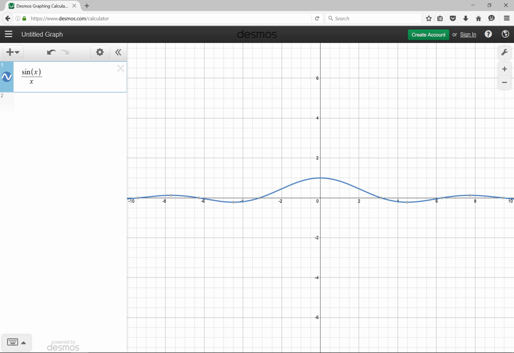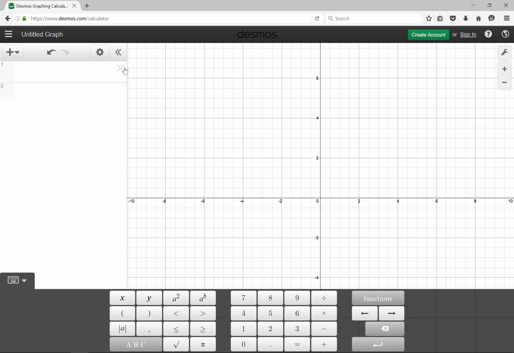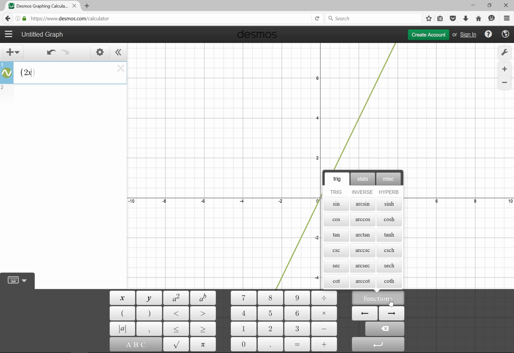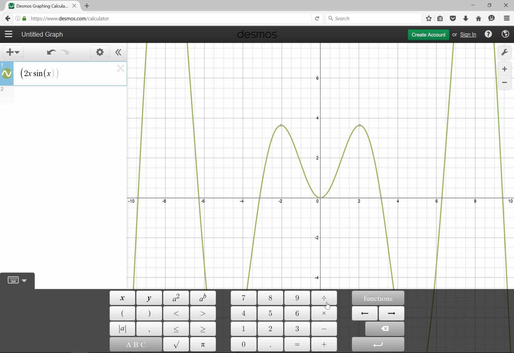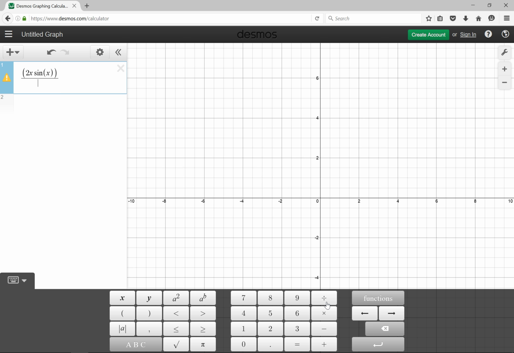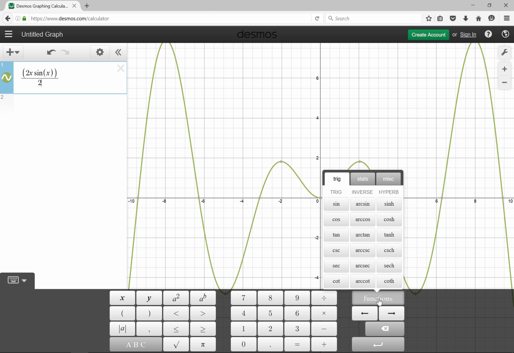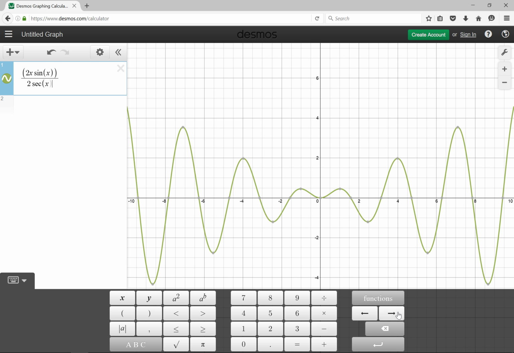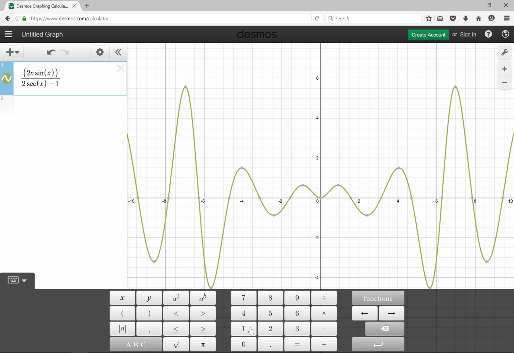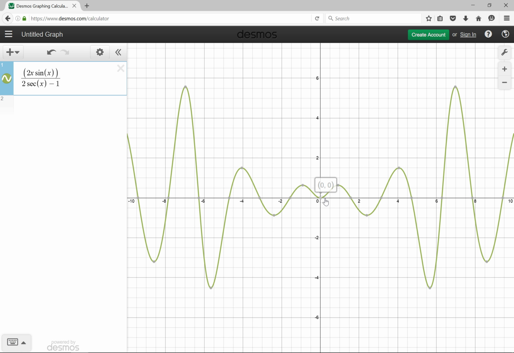So again, if you come over here and graph that, 2x sine x over 2 secant x minus 1, and at 0, it actually exists at 0. There's no hole in this function there.